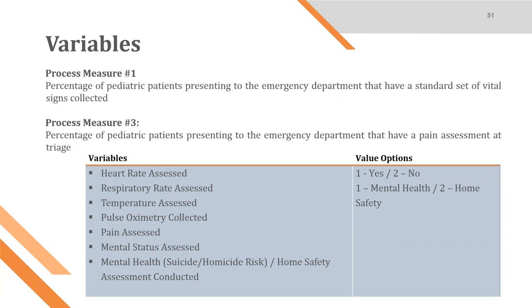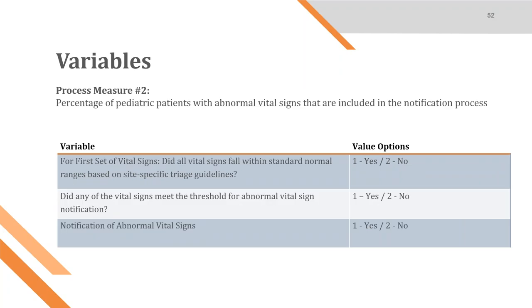For the variables for process measures 1 and 3, which relate to the percentage of kids that have a standard set of vitals or have a pain assessment, you'll see that these are the list of variables that we're collecting. Heart rate, was it assessed, yes or no? Respiratory rate, temperature, pulse ox, pain, mental status, and then mental health. And literally, these are just yes or no questions. We are not asking you for the actual values of each of these standards.